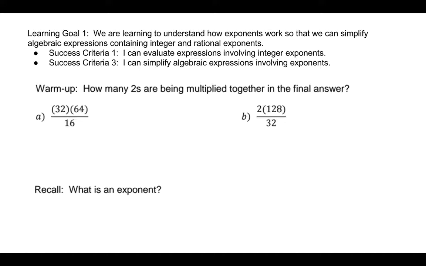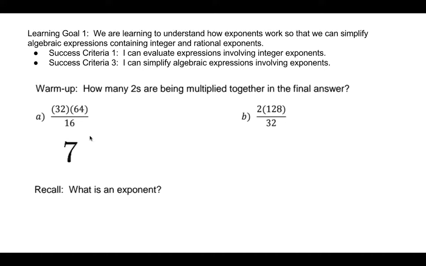And so what we're going to do today is evaluate expressions involving integer exponents, so simplify them and then evaluate, and then simplify algebraic expressions. So the question is, how many 2's are multiplied together in each of these questions? We're counting the number of 2's in each of these, and these are all powers of 2. So we can say there's 5 here, and 6 here, and 4 here. So in total, there's 7 2's multiplied together.